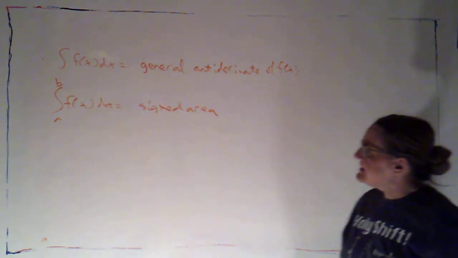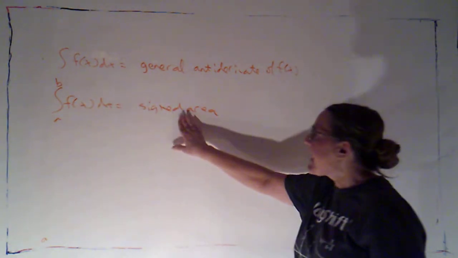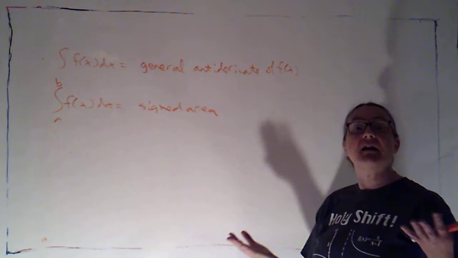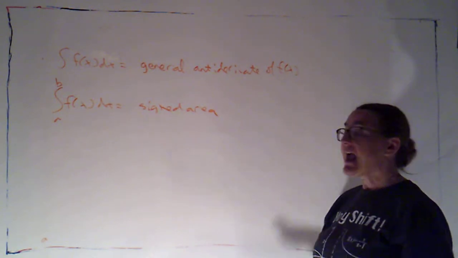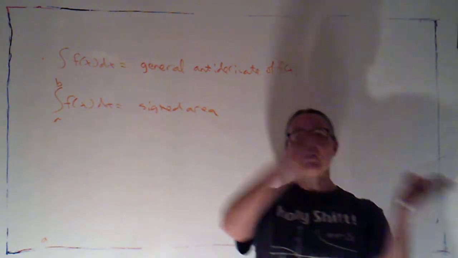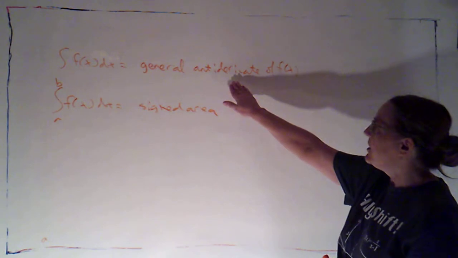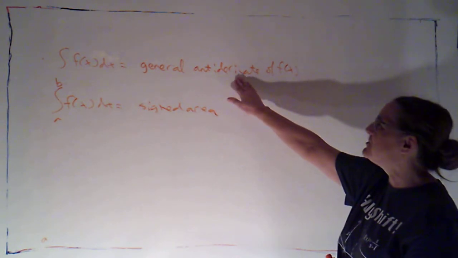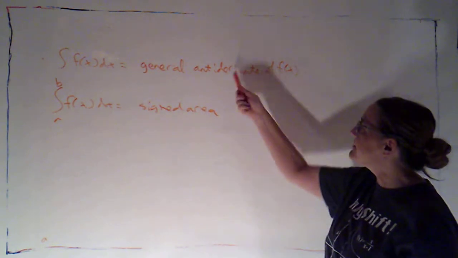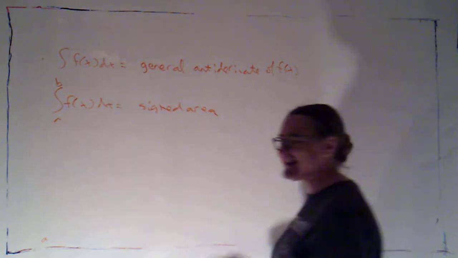But now we can see, if this represents a rate of change, that signed area is going to represent an amount of change. And we can find the amount of change by simply subtracting an ending value minus a starting value. But what function do we use? One of these functions. We use one of the functions from this family of antiderivatives. All right, so let's take a look.